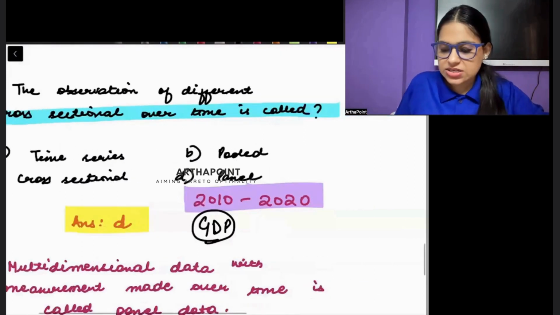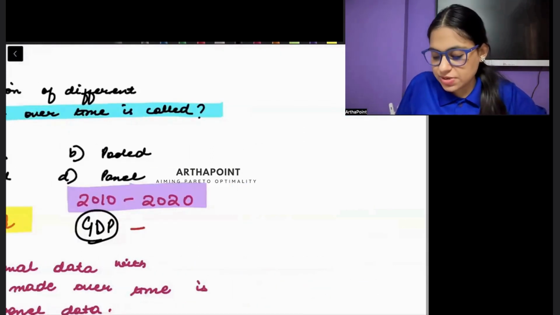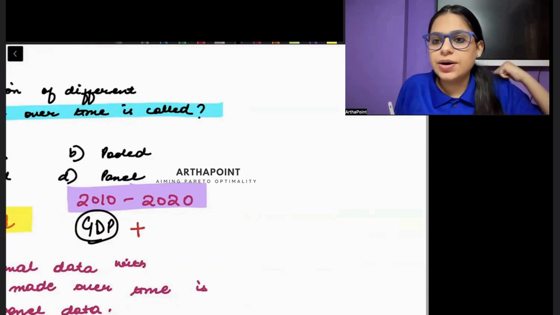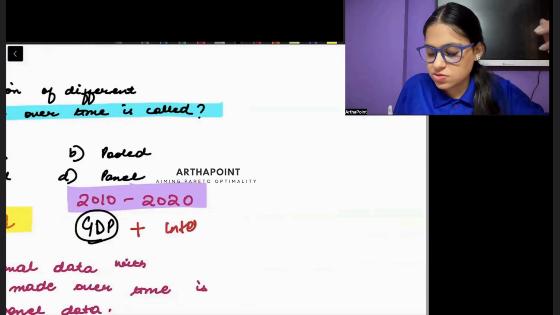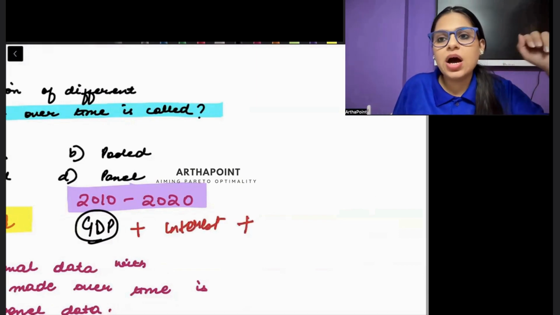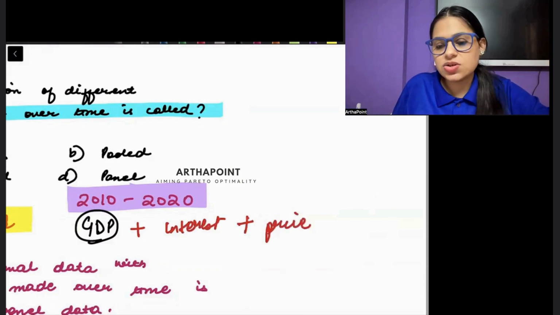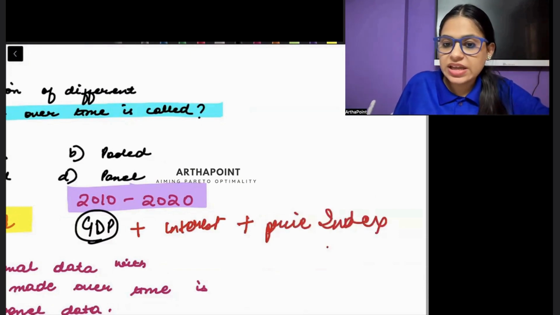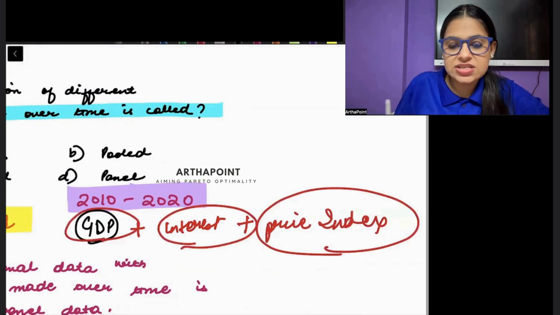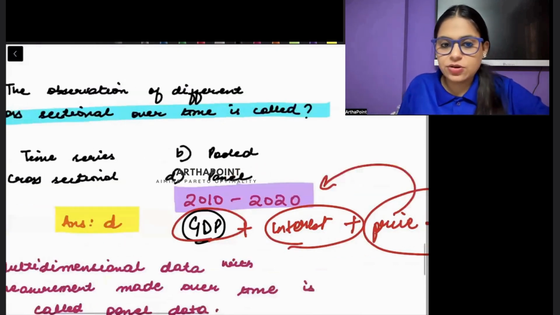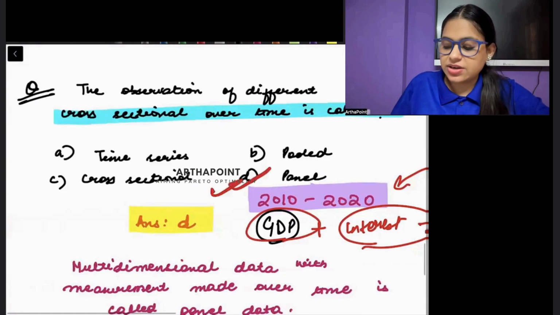बट अब मैंने क्या करना start किया, that apart from this GDP I started accounting the interest rate movements. I started accounting the price index, etc. So I am taking different cross-sectional data over a given period of time. So this becomes panel data.